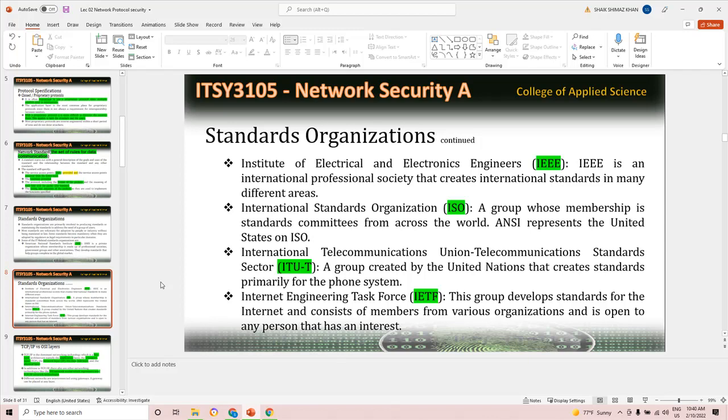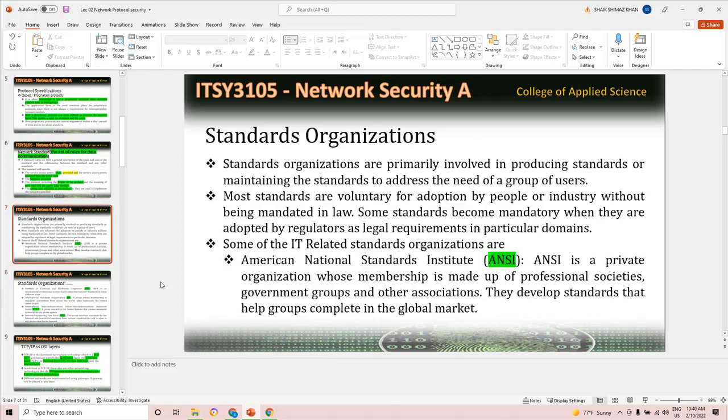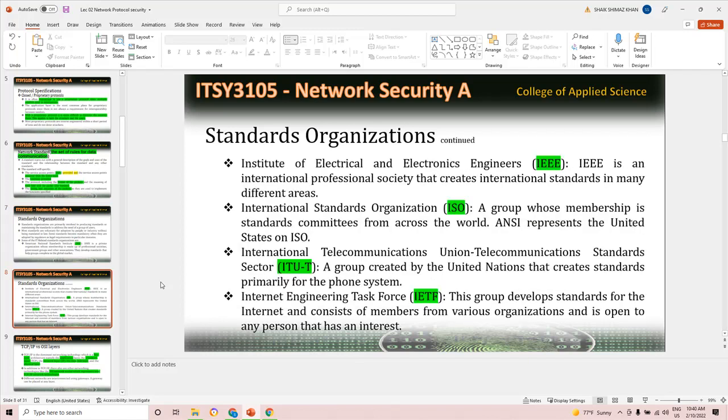ITU T is another organization. IETF is another organization. American National Standard Institute (ANSI) is a private organization. Many professional societies and government bodies are part of this, so they developed many standards. So try to understand, no need to memorize. IEEE is a very important organization related to the many standards and protocols developed.